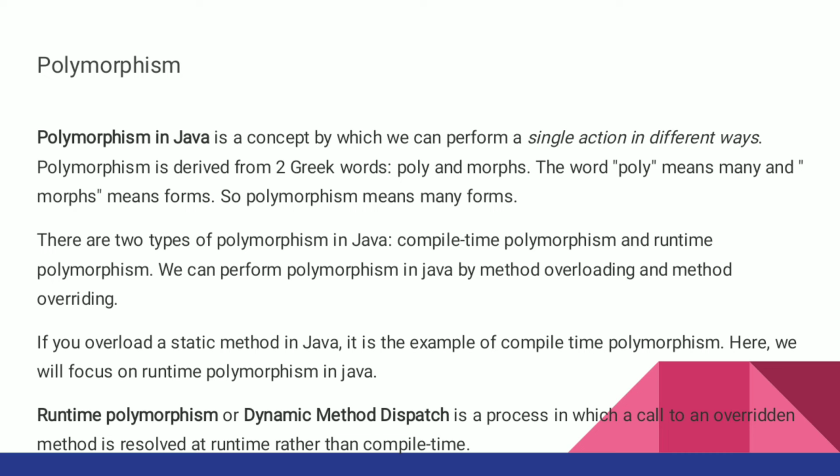In Java, we use method overloading and method overriding to achieve polymorphism. There are two types of polymorphism: first is compile time polymorphism, second is runtime polymorphism. We can perform polymorphism in Java by method overloading and method overriding. If you overload a static method in Java, it is an example of compile time polymorphism. And if you override a method in Java, it is an example of runtime polymorphism.